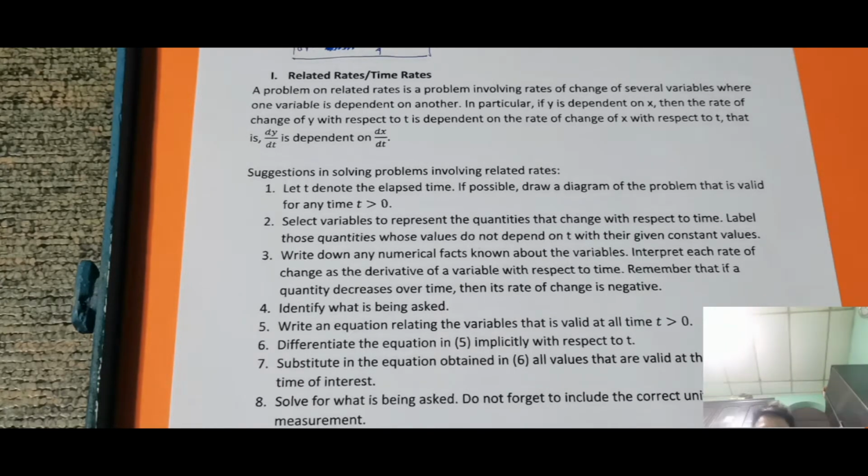So ito medyo kakaiba siya kasi nga baka first time lang nakita. Okay, so actually first time na talaga totally nakita iba dito. Okay, so suggestions in solving problems involving related rates.